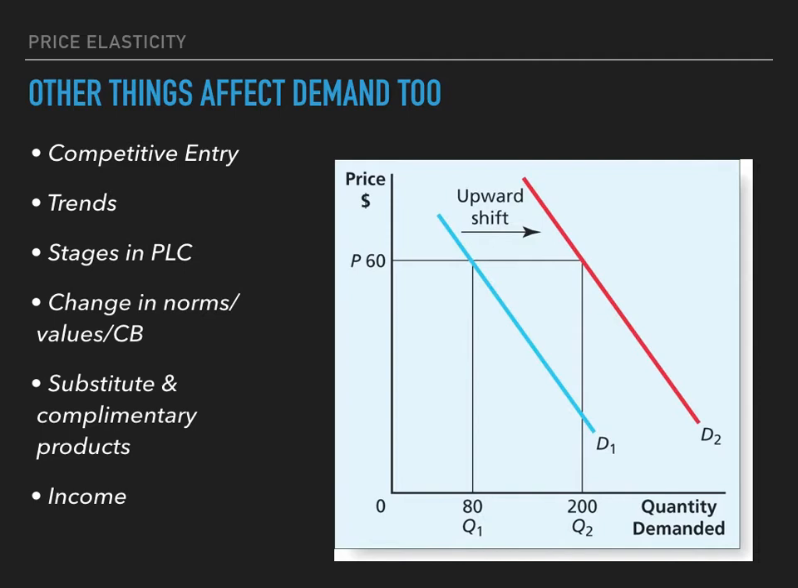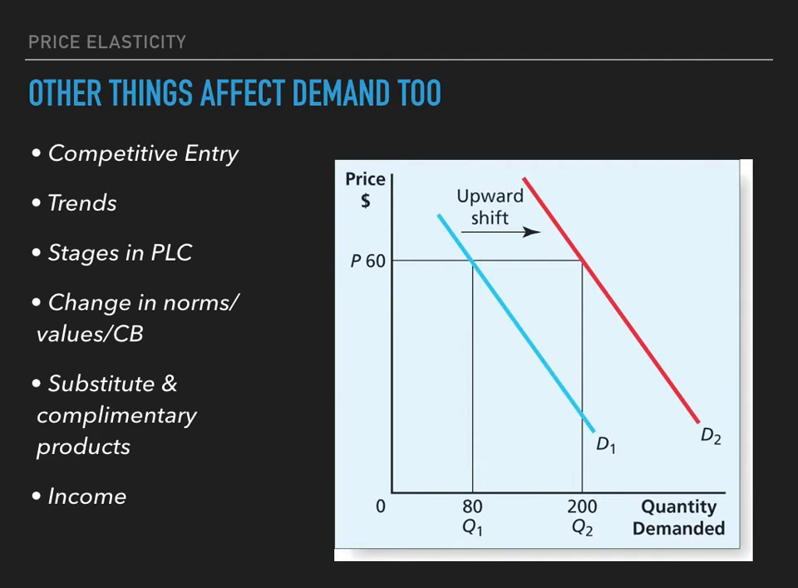And there are some other things that affect demand. So when we talk about price elasticity, we're really holding all other things constant. It means there's not anything else going on in the marketplace that could affect demand. So some other things that we know can affect demand would be competitive entry, right? More competitors coming into the marketplace, offering different variety of products and choices for customers. Trends, maybe stage in the product life cycle. And perhaps things like income or if there's some substitute products.